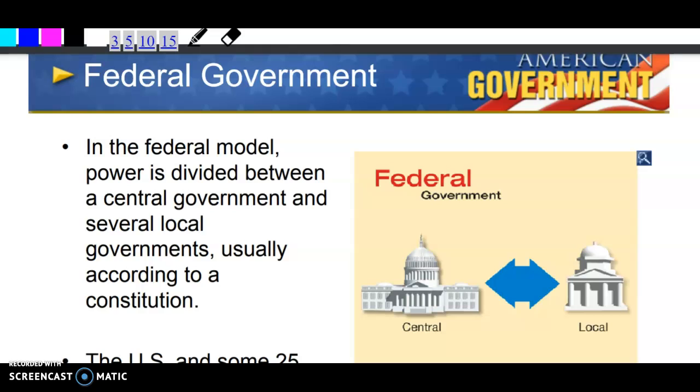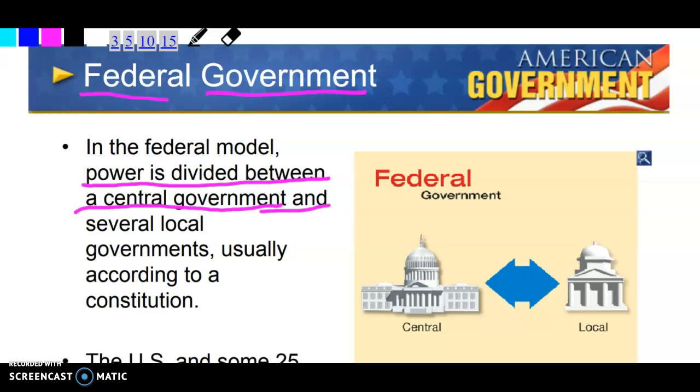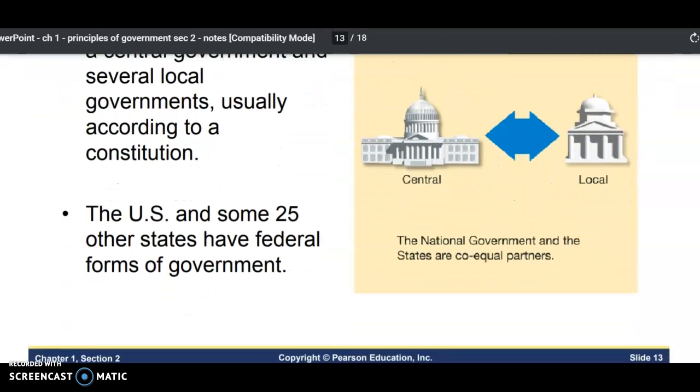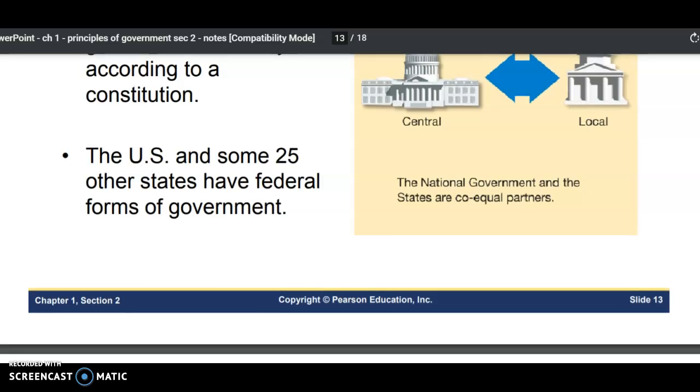So now we're going to talk a little bit about your next heading, which should be the federal government. And underneath the federal government, what you need to know is that in the federal model, power is divided between a central government and several local governments. That's our type of government. We have a federal government, and then there's local governments and state governments. The U.S. and some 25 other states have federal forms of government.